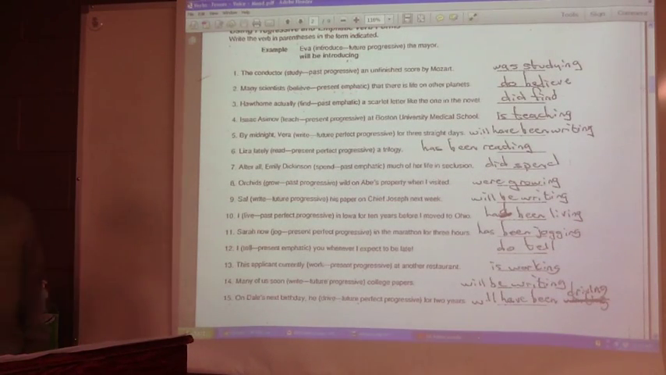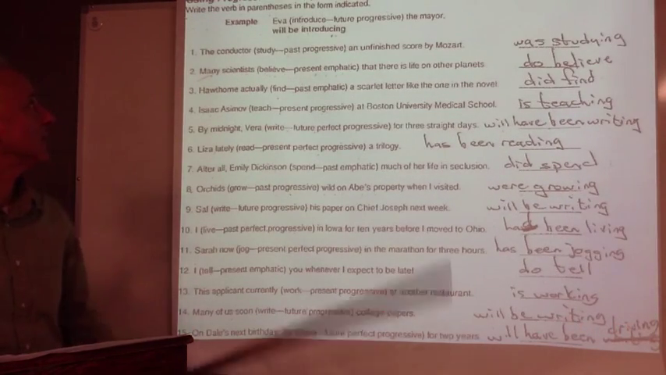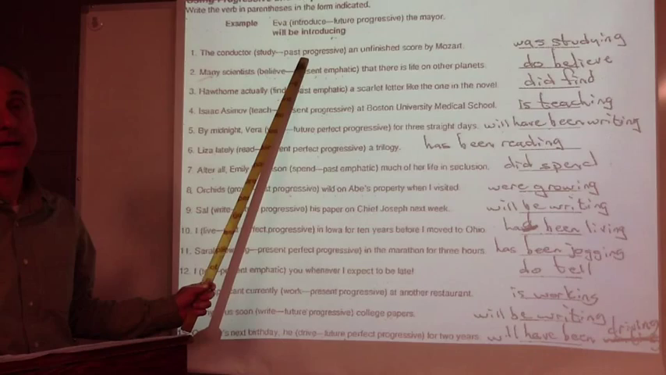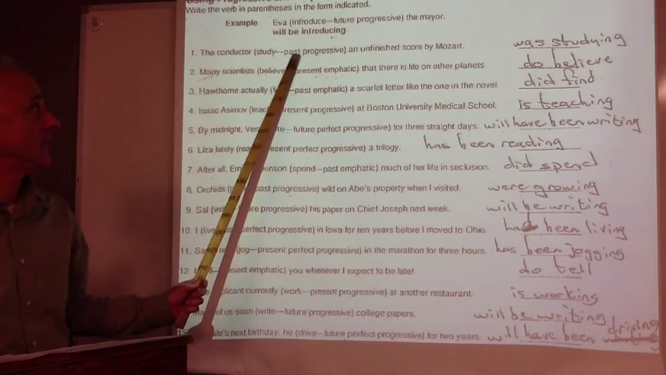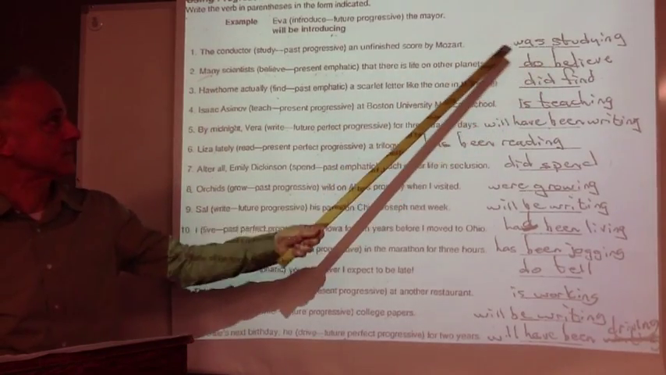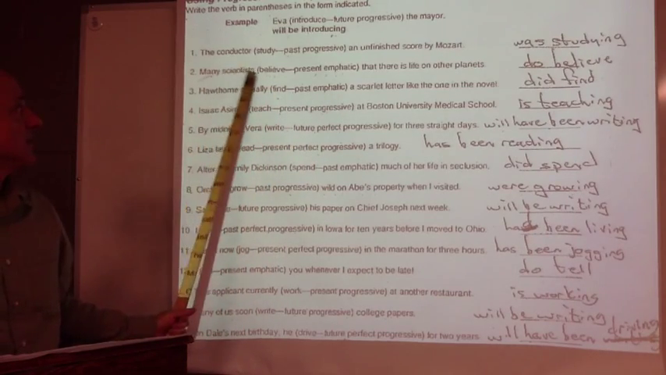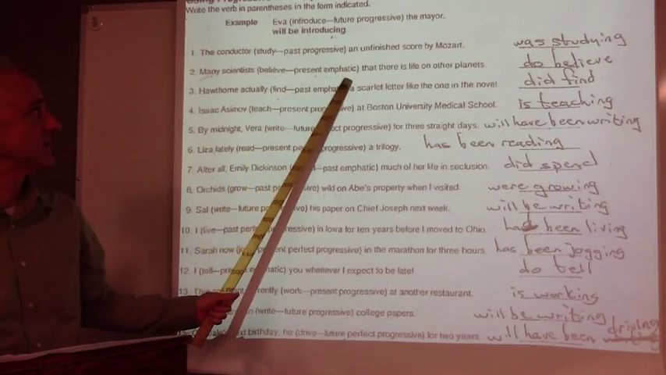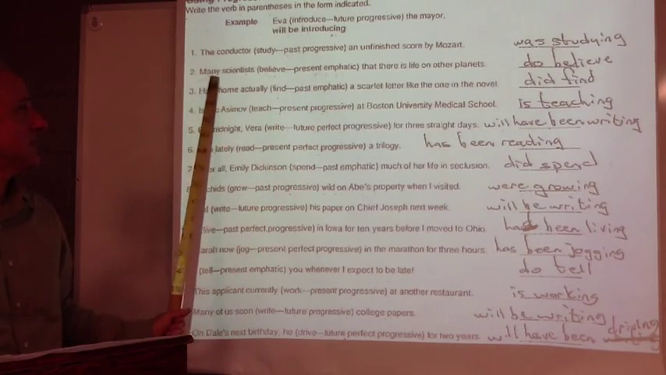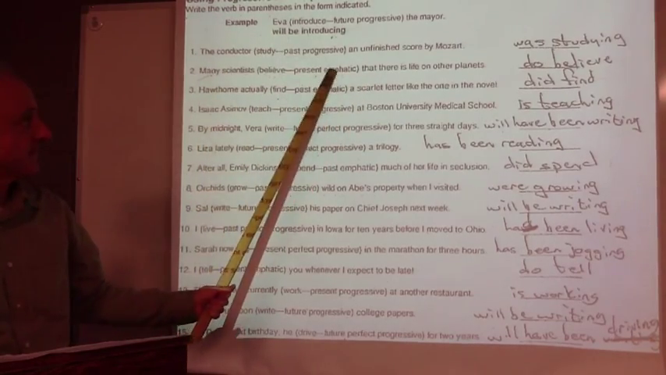So I'll make that a little larger. All right. So they want us to put this verb, study, in the past progressive. So I know I have to have a form of be, and I have to put it in the past for this subject. Conductor was studying. Means in the process of studying over a period of time. Now I have many scientists. I have the verb believe. I want it in the present emphatic. I want some sort of helping verb of do. All right. So many scientists do believe, right? So that's the present emphatic.